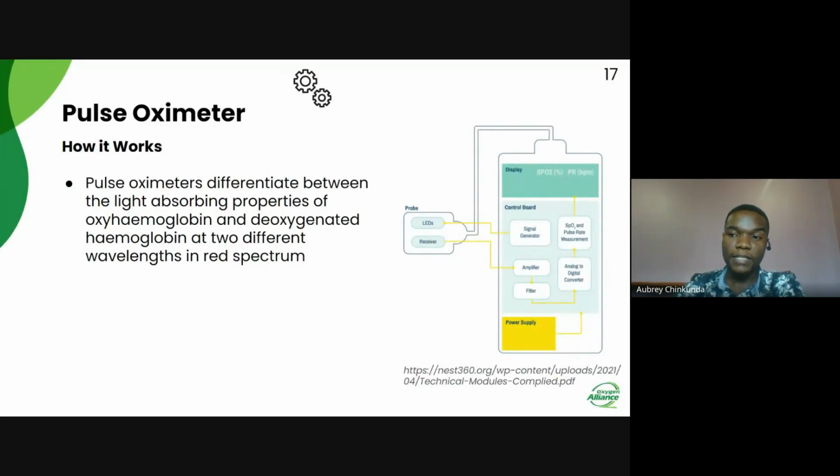these emit light, and that light is passed through either the finger or the foot in the neonate's case, and then the receiver will receive the light that passes through. So according to how much oxygen is in the blood, the receiver will do the calculations to give you how much oxygen saturation is there in the blood. So that's basically how the pulse oximeter works.